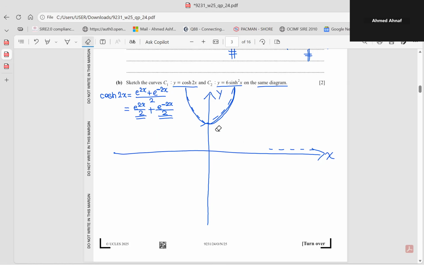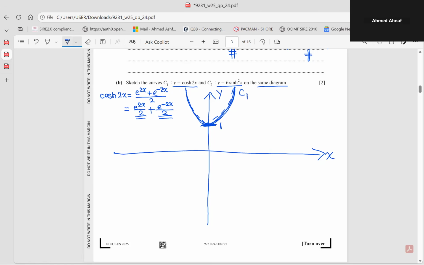Let me just erase the dotted lines. Okay. So the critical point for cos 2x would be 1, okay? The minimum point is always 1. So this is C1. And now let's do C2, sine square x.